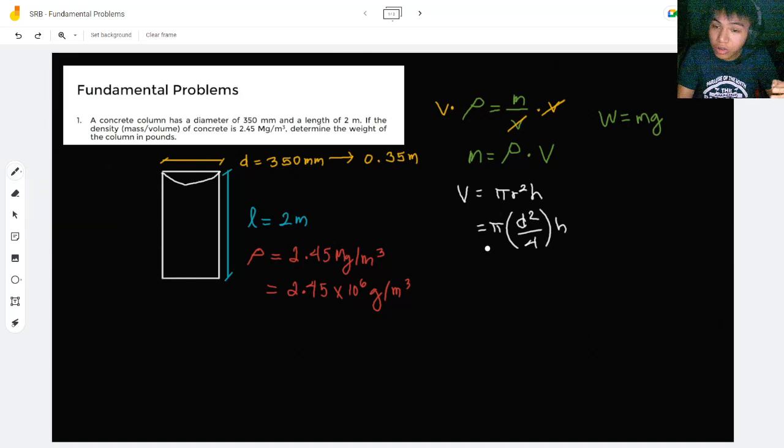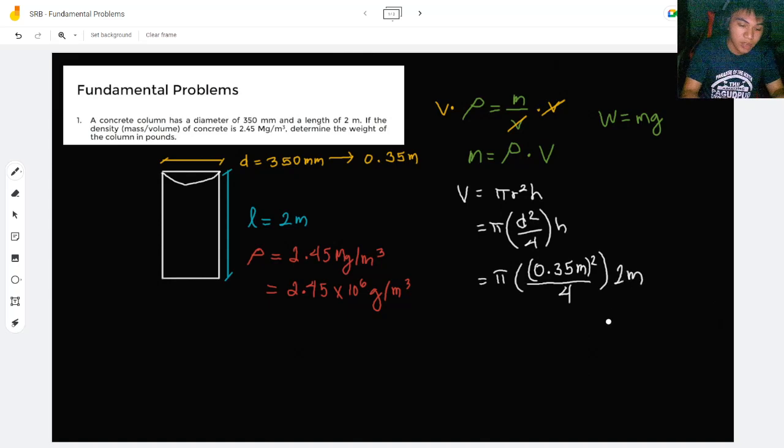Okay, so let's try to solve for the volume of the cylinder. So we have pi, and then we have our diameter, 0.35 meters. This is going to be squared, over 4, times the height, which is 2 meters. Now you can plug that in to your calculator and solve for it, but that will give you the value of, let me just write down the whole value.